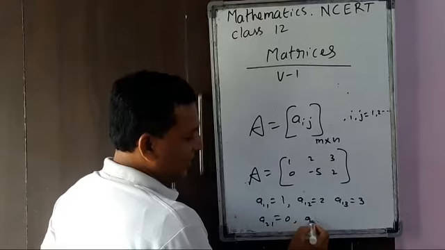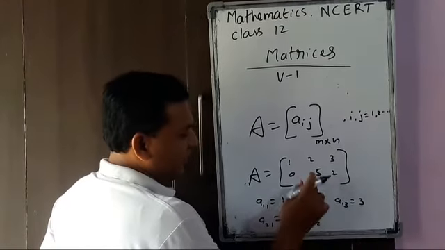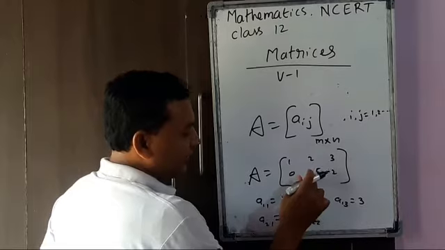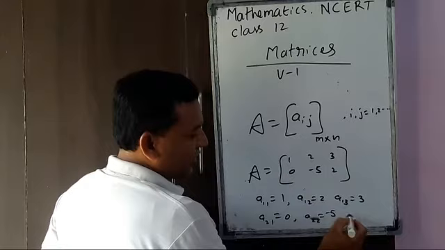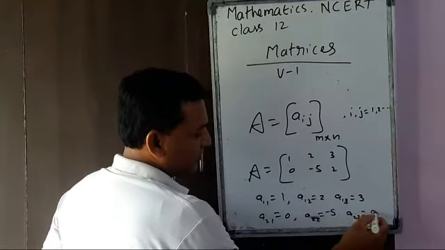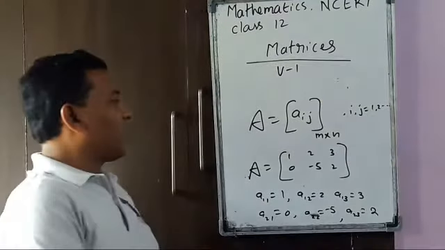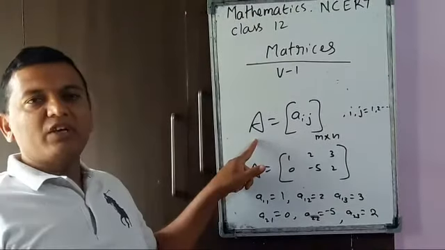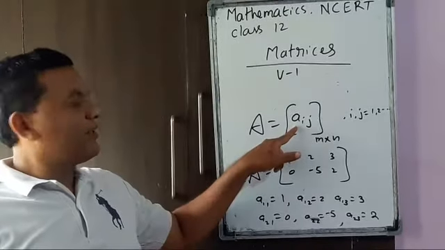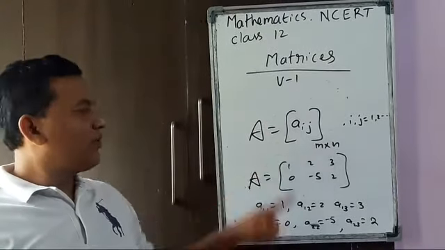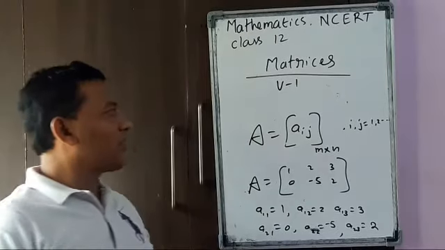This is A22, second row, second column, and A23, second row, third column. This is how we identify. Algebraically we represent the matrix by capital letter A. Always we should denote matrices by capital letters, whereas the elements, the numericals, we represent by small letters. This m cross n which is written here is called the order.